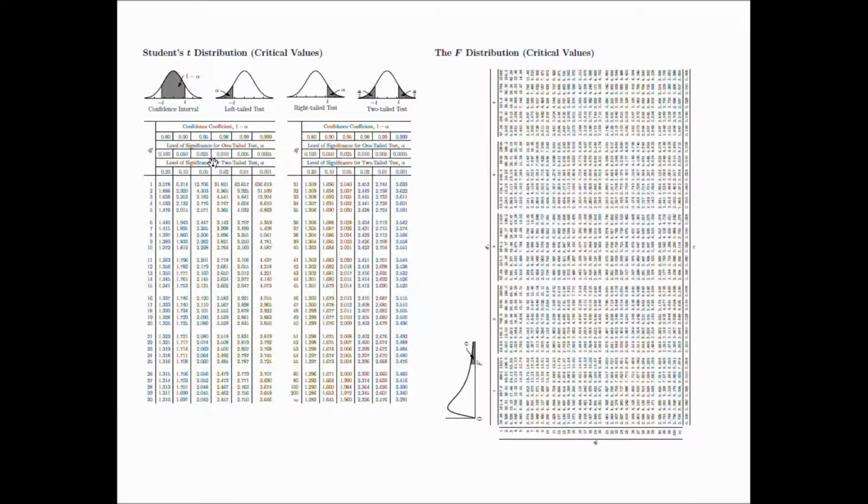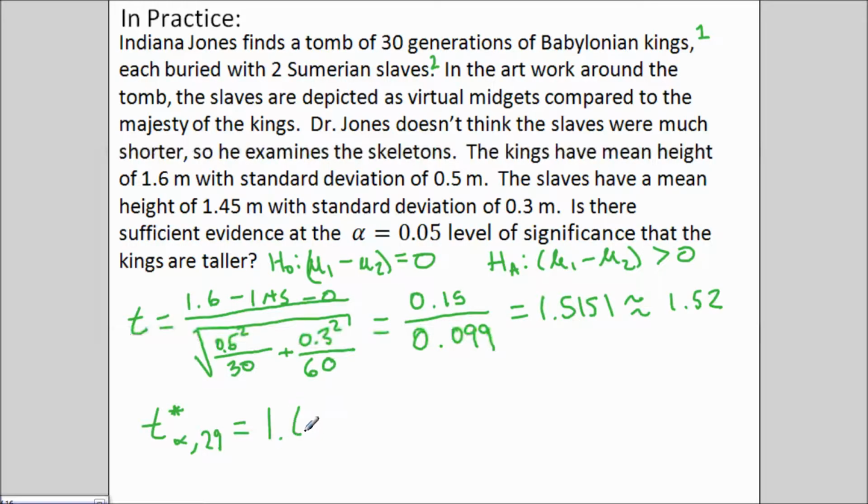Once again, we're talking about a one-tailed test, alpha. We were looking at the 0.05 level of significance here, and we go down to 29 degrees of freedom, for 1.699. Our rejection criterion is 1.699. That is greater than 1.52.